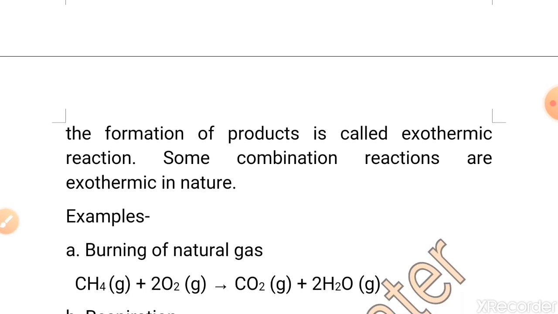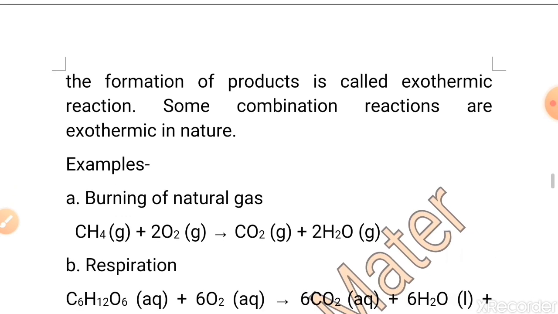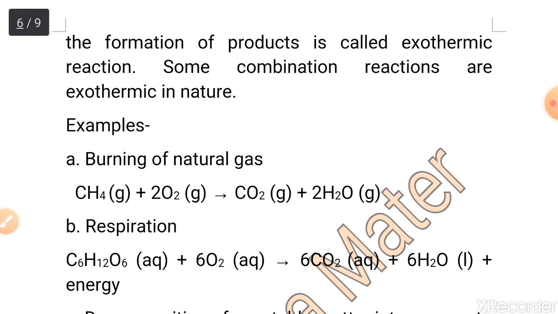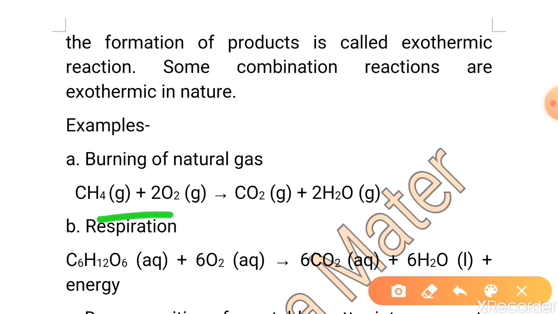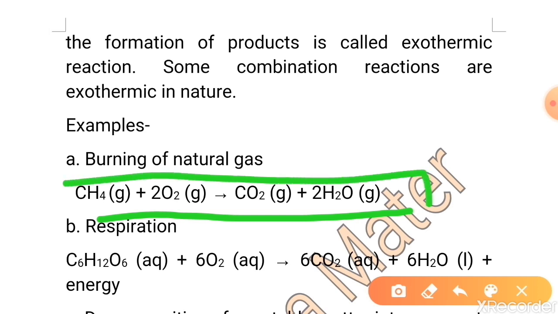Now we will explore more examples of exothermic reactions. The first example is burning of natural gas. Natural gas is methane and its formula is CH4. When methane burns with oxygen, it forms carbon dioxide and water. I have written the balanced chemical equation for you.